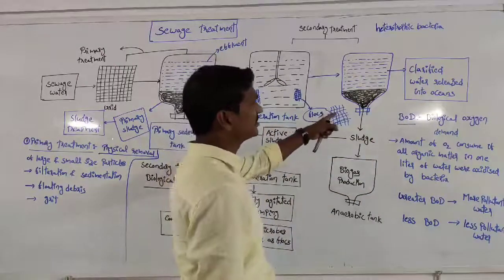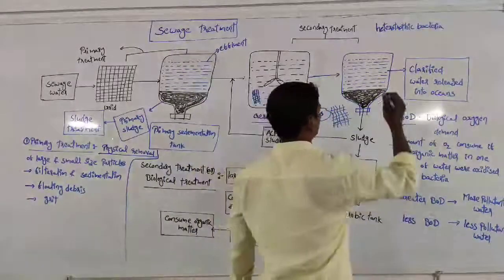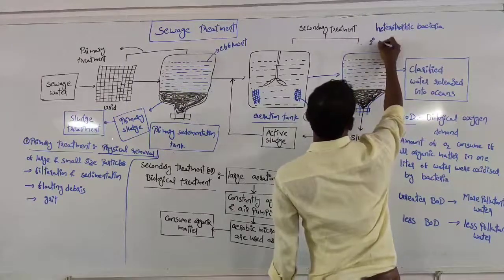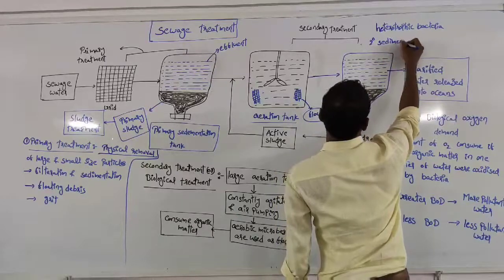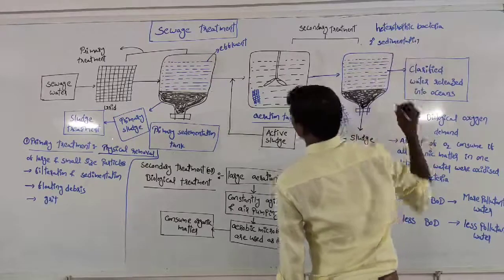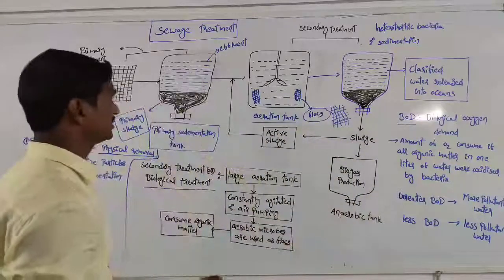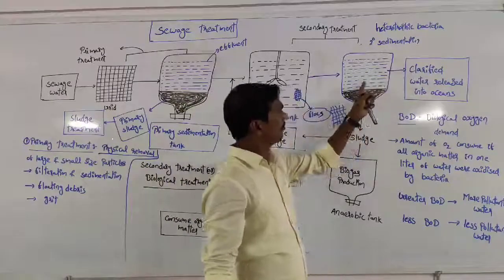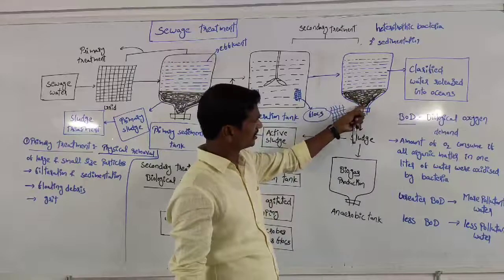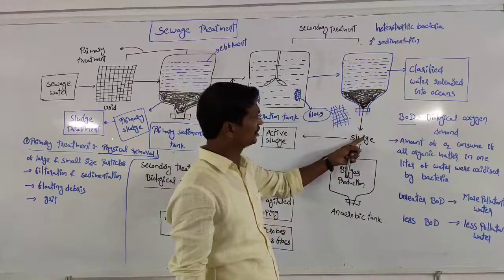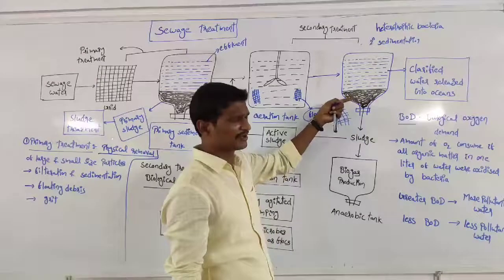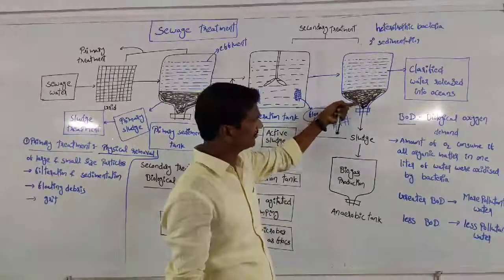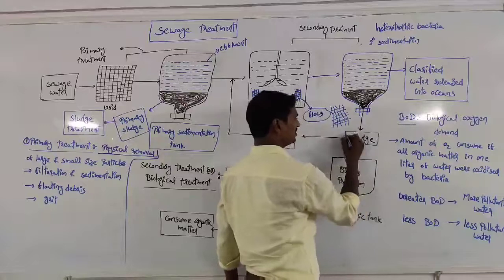This is the secondary sedimentation tank. Within the secondary sedimentation process, sludge is also produced. Sludge means the remaining waste content and remaining organic content of the total waste, which reaches the bottom of the tank. That is nothing but sludge.